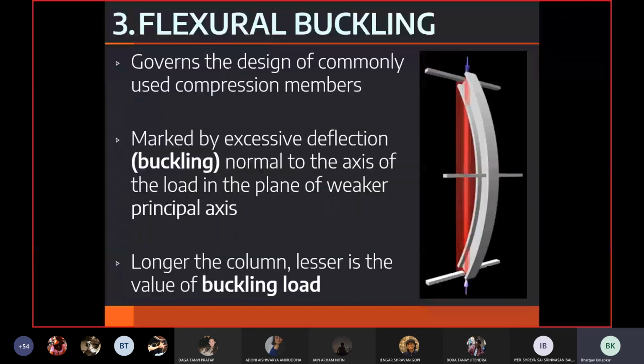So we have a small addition to this. Buckling is marked by excessive deformation, or this failure is marked by excessive deflection or buckling normal to the axis of the load in the plane of the weaker principal axis. So this is nothing but buckling.